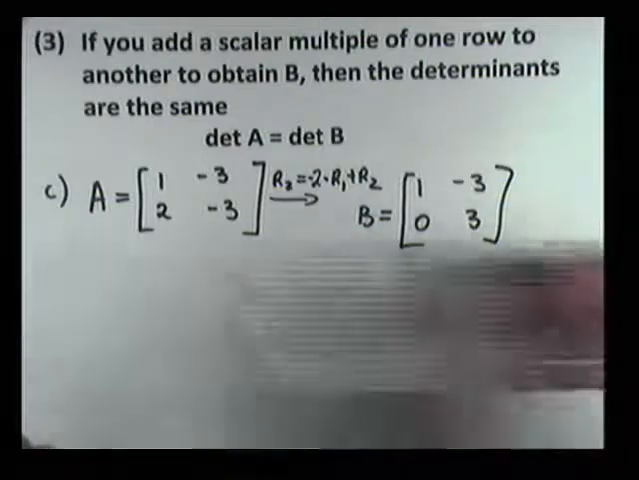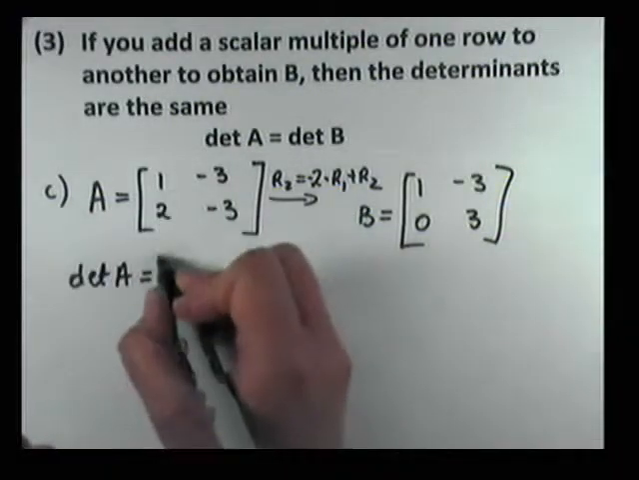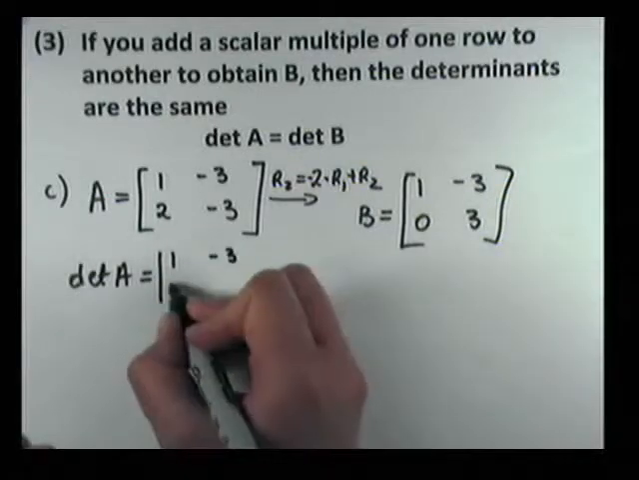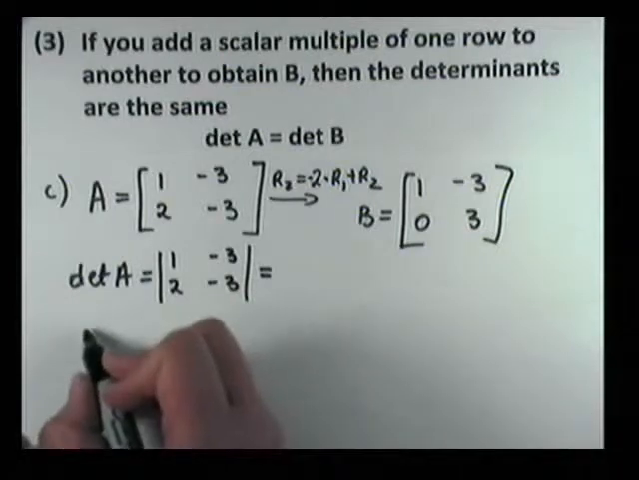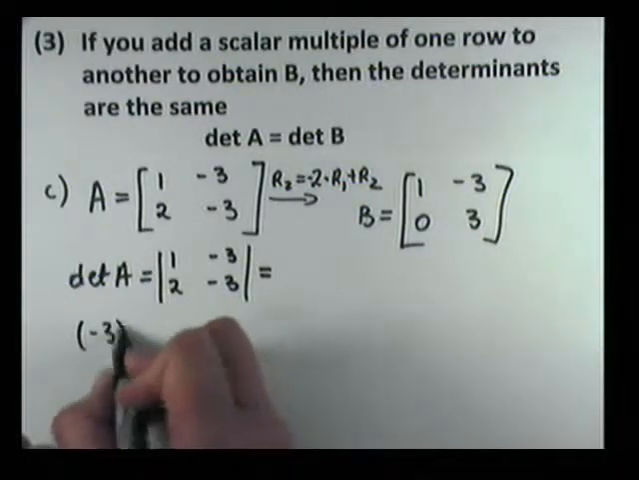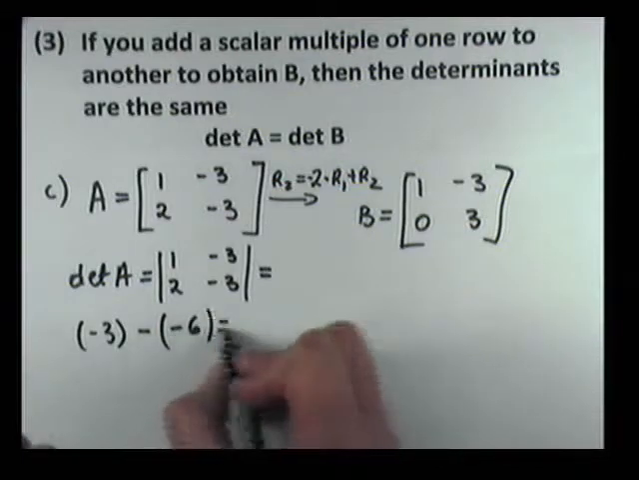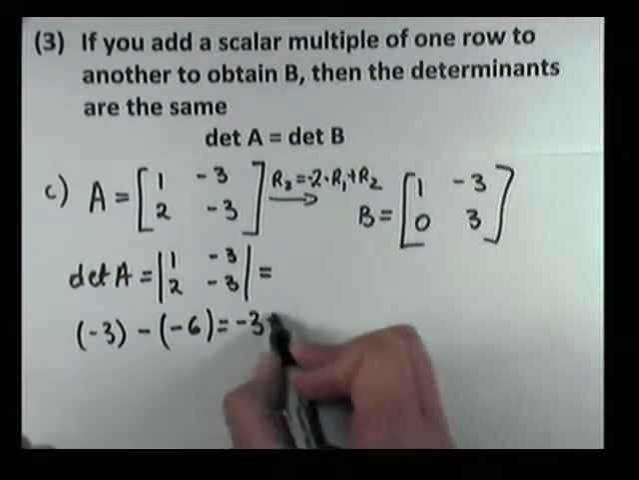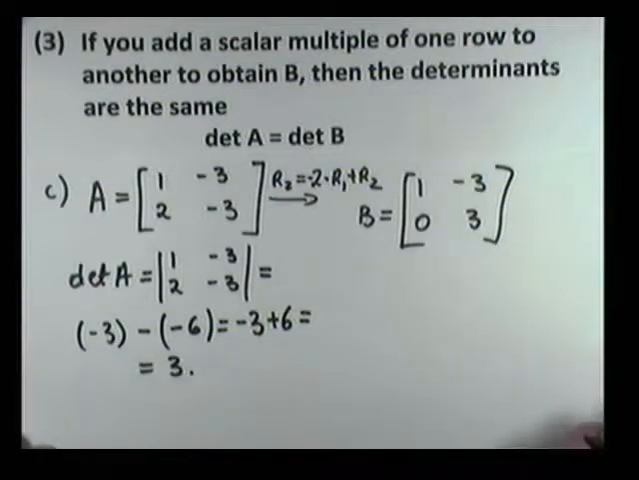Okay, so now let's find the determinant of A. This one is 1, minus 3, 2, minus 3. Cross multiply, this times this is minus 3. Then minus, from the formula, this times this, minus 6. So it's minus 3 plus 6. Minus 3 plus 6 is 3.